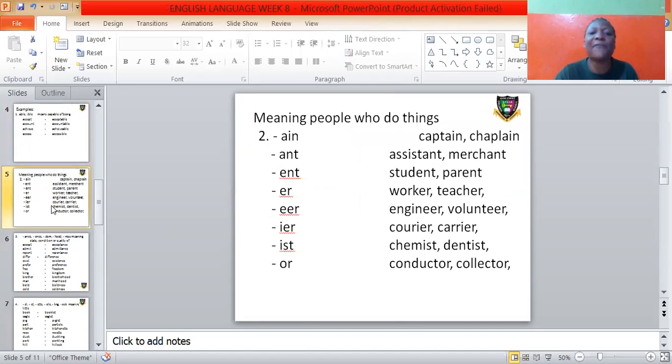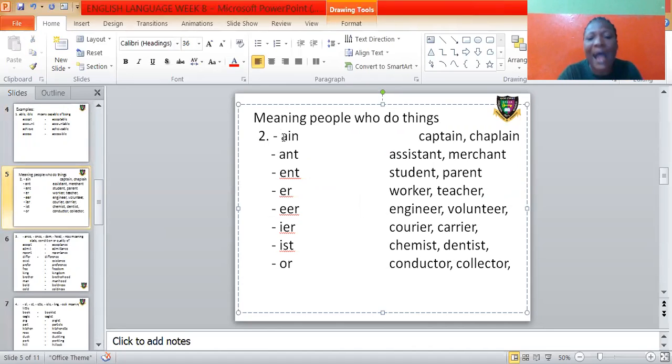Number 2, we can have AIN. We have said a suffix is a letter or group of letters. Now we can have a group of these letters: AIN, ANT, ENT, ER, EER, IER, IST, OR. At the end of a word, it will change its meaning.